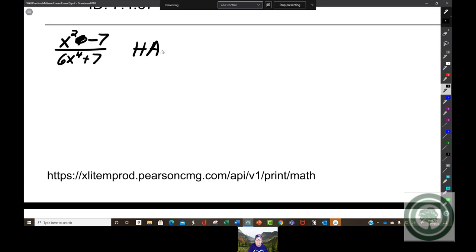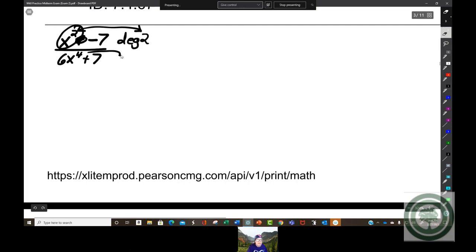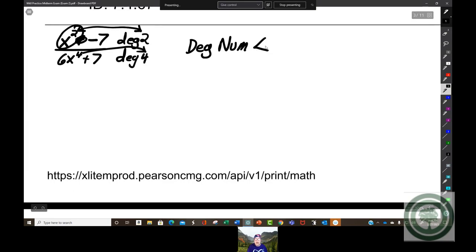All right, automatically, the HA is going to be the x-axis. Because the highest power term is 2, this little binomial, a two-term polynomial, has degree 2. This 2 and this 2 are the same thing. While this has degree 4, because that 4 gives that polynomial degree 4. Now here, the degree of the numerator is less than the degree of the denominator.